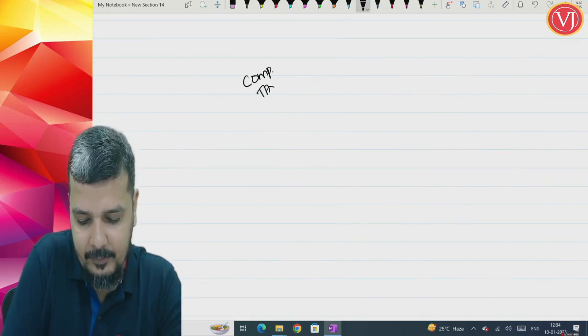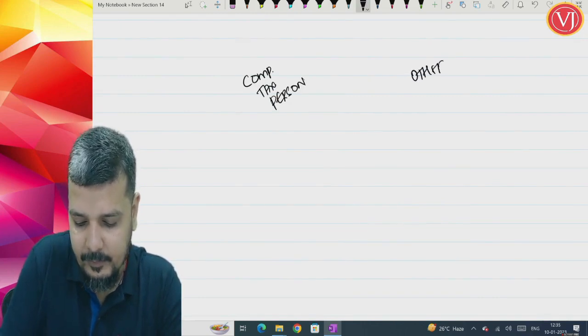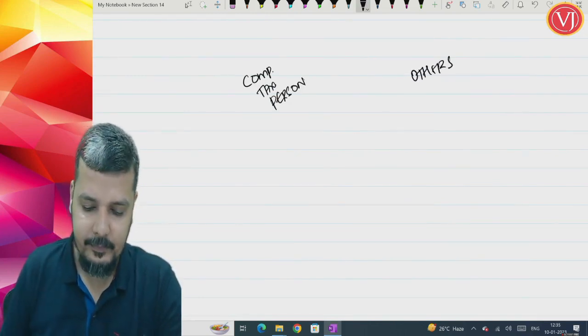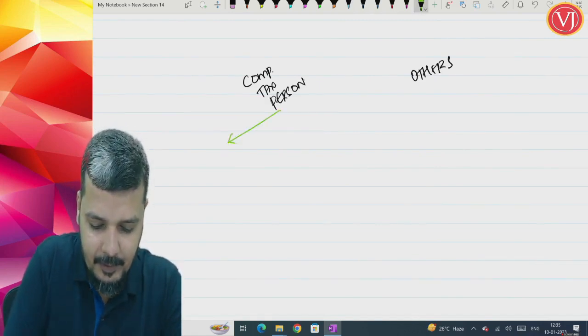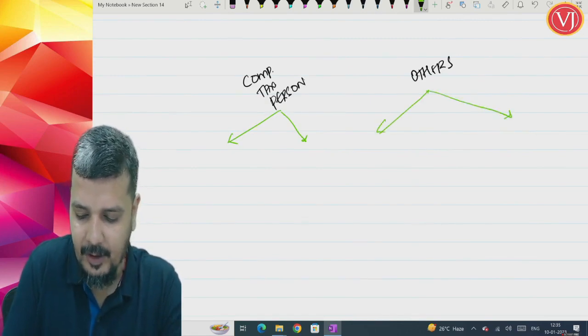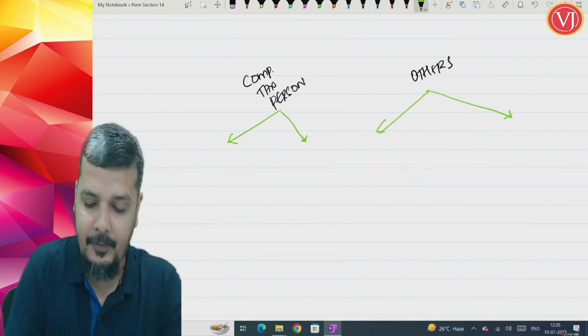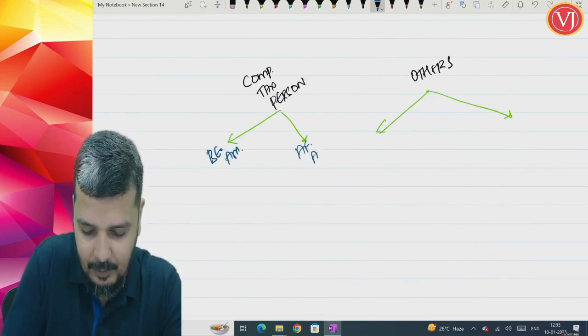To put it in a nutshell, we are talking about your composition taxable person, and you're talking about your regular taxpayer, others. For a composition taxable person, before the amendment, what was the scenario? After the amendment, what is the scenario?